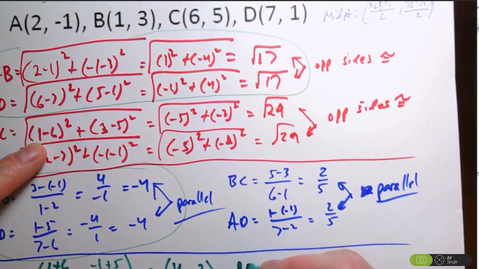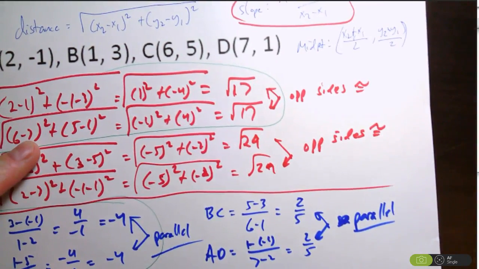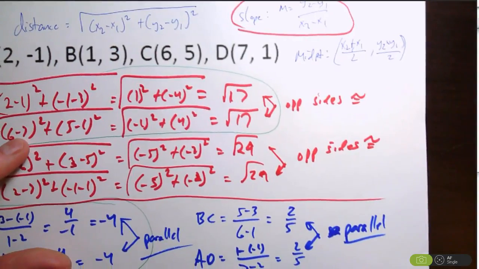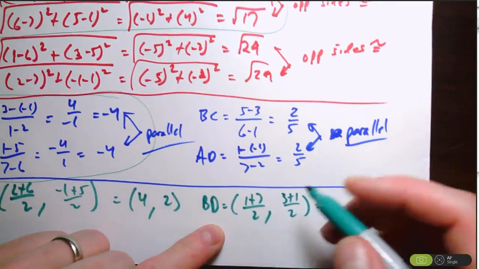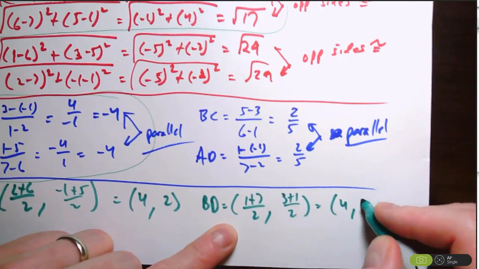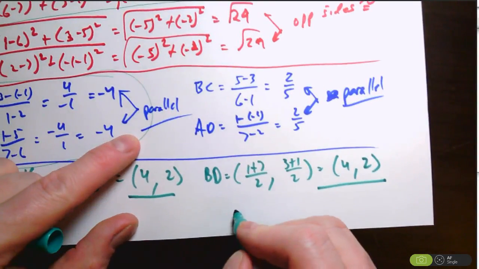Now I'll do the same thing, but I'll do it for BD. I'll find its midpoint. So 1 plus 7 over 2. 3 plus 1 over 2. That gives us 8 over 2, which is 4. 4 over 2, which is 2. They have the same midpoint. That means they also must bisect each other.